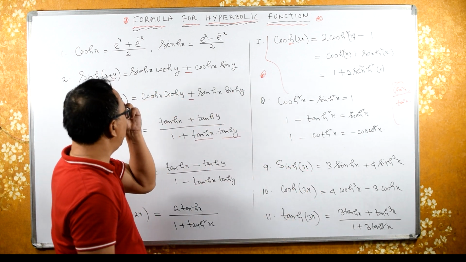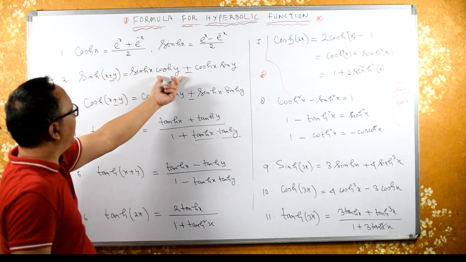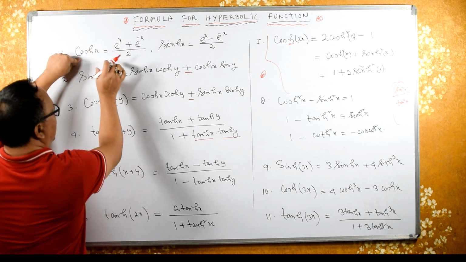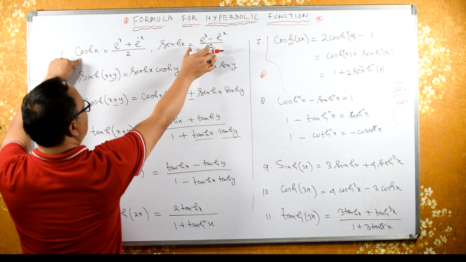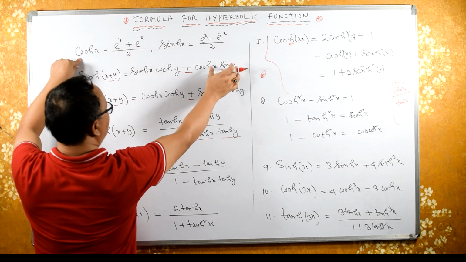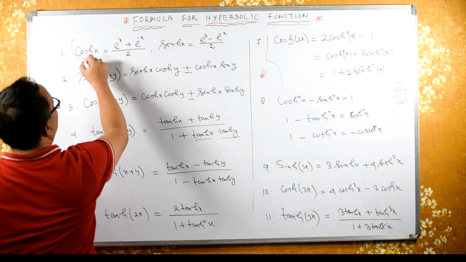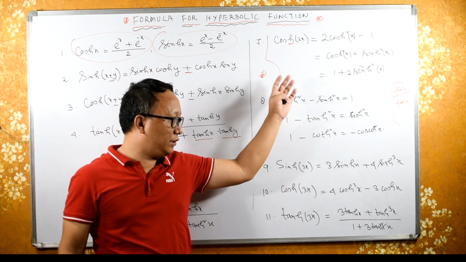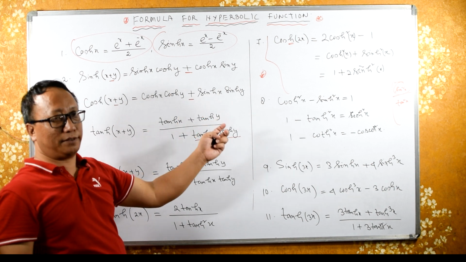Now as I told you before, all of this you can prove. If you want to prove it, instead of sin hyperbolic x and cos hyperbolic x, you can substitute their exponential forms, solve it, and you will get this. All these terms you can prove with the help of these two, sin and cos. All trigonometric functions can be reduced in terms of sin and cos, and you can prove left hand side equals right hand side.